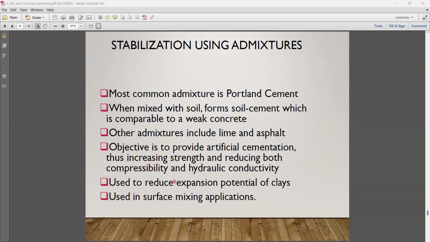So we are still talking about using admixtures: soils, cement, lime, asphalt, etc. Using admixtures is mostly effective for clays, because lime usually absorbs water. So when we put it into the clay, it absorbs water and makes the consolidation process very fast.